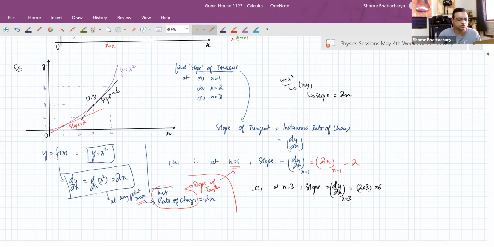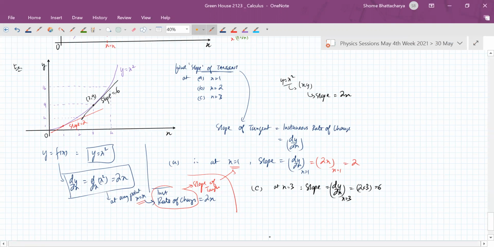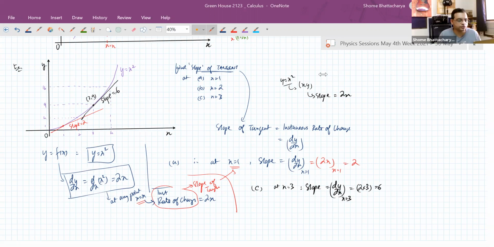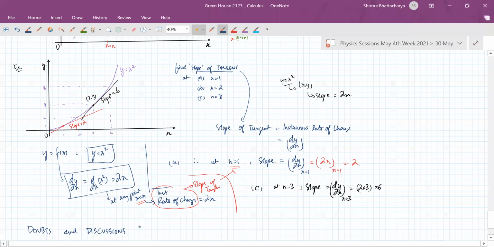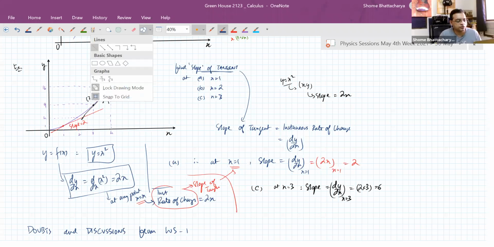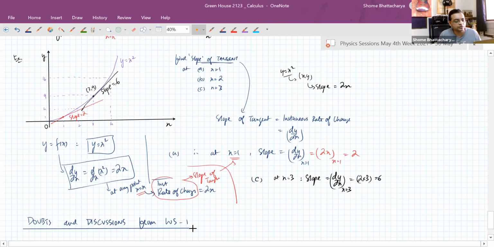Okay, so next, I have a doubt. Yeah, tell me. In the first question of worksheet 1, I'll explain that. In fact, the first and second, and the third question, sorry, the fourth question, the third and the second subpart. Okay, so I'll go systematically. Let's start with the first question.